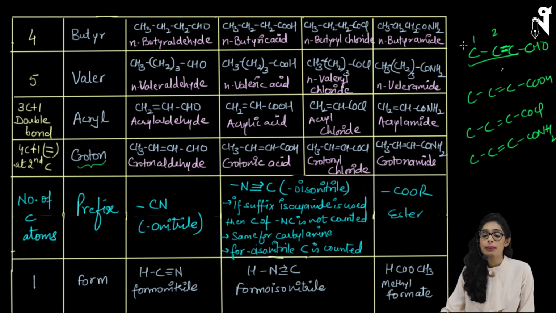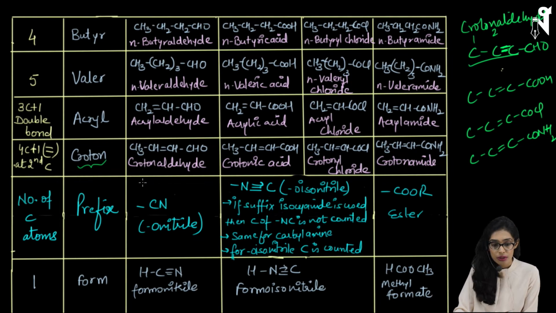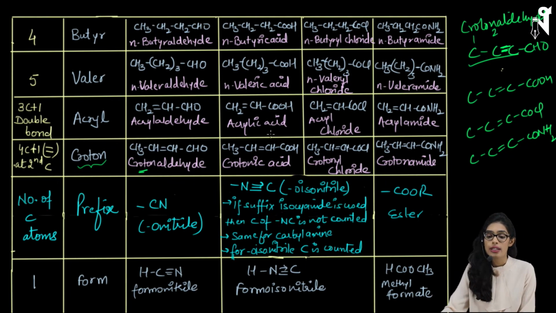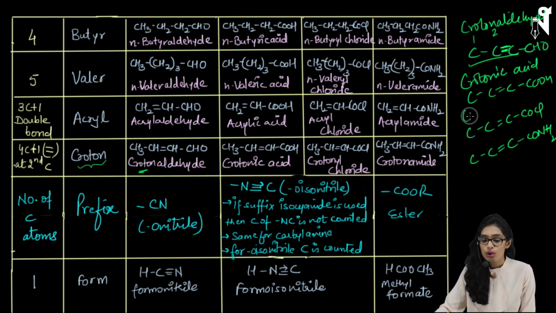So here, what will be the name of these compounds? As I mentioned, the common name is croton, so it will have croton aldehyde. Look at it. So it is croton aldehyde, absolutely correct. This will be crotonic acid. This will be crotonyl chloride. And this will be croton amide.